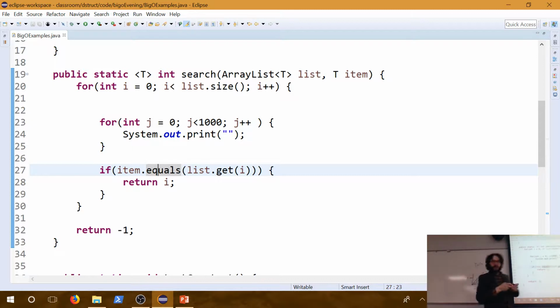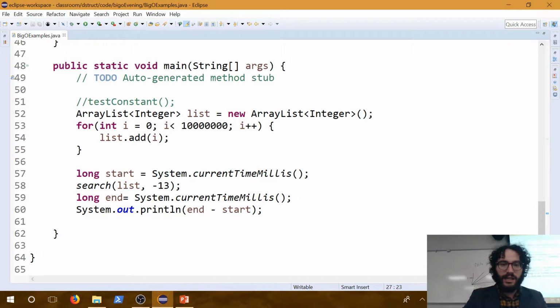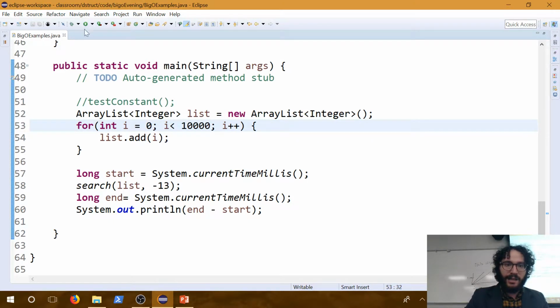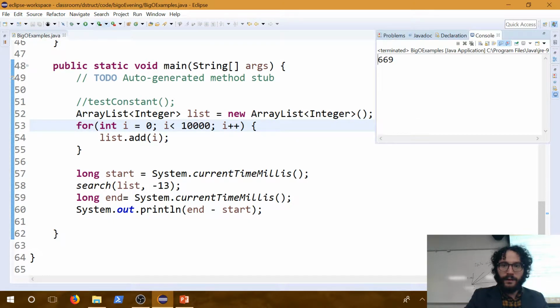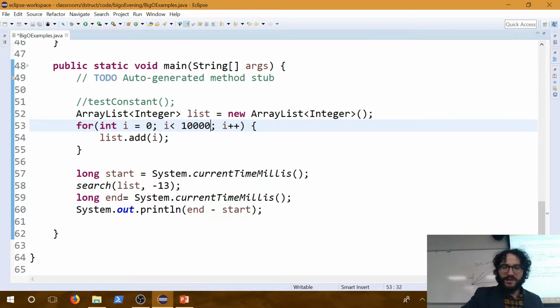Right? So let's go ahead, and this should hopefully sufficiently slow it down so we can see the linear relationship just happen. I'm going to start with a smaller size, maybe like 10,000, and run it. So yeah, that sufficiently slowed it down. That took 0.6 seconds.